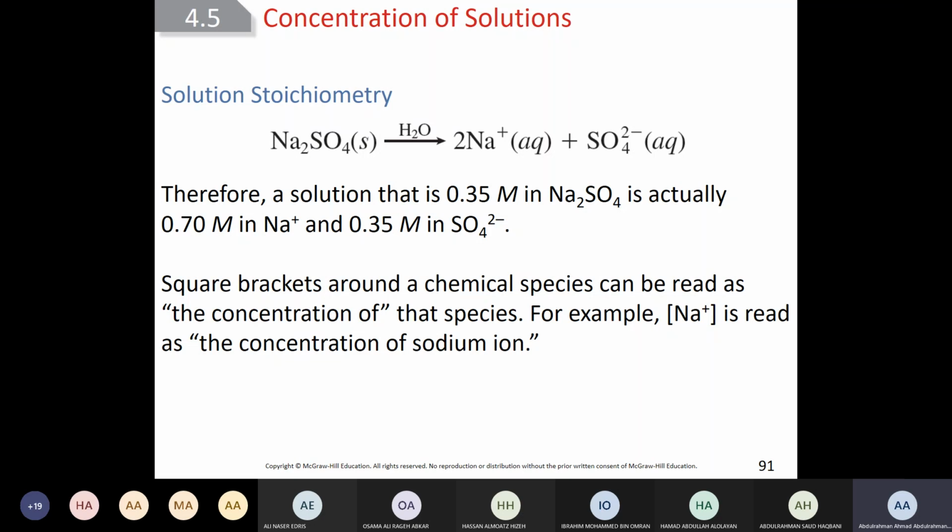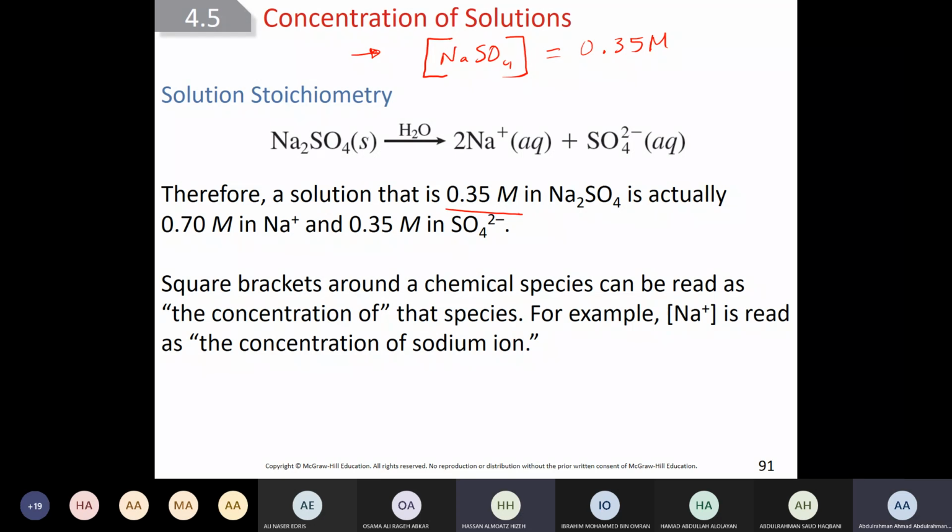As I said, when I put Na2SO4 in a bracket, what do you read? The concentration of this compound. Exactly. When I put the compound in a bracket like this, I'm saying the concentration of Na2SO4. And it's given to us here in this question. The concentration is 0.35 molar. Clear? Because it's given here.